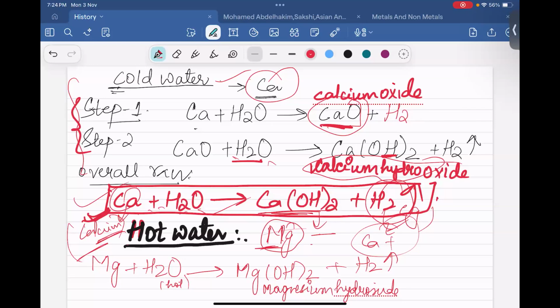Now the next metal is magnesium. When magnesium reacts with water, we get magnesium hydroxide.